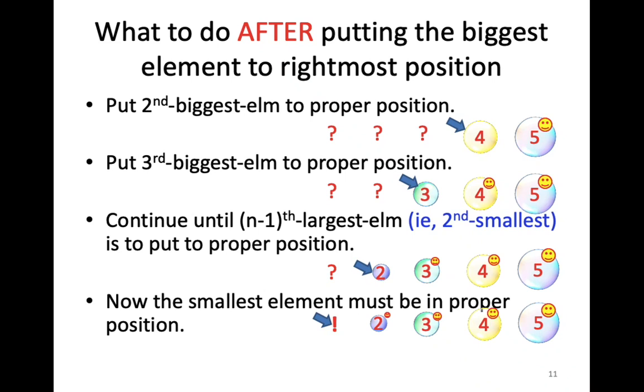For example, by some approach we will discuss soon, we put the second biggest element 4 to its proper position. After the first two biggest elements are put in proper positions, we put the third biggest element 3 to its proper position. Keep on going until we put the n-1 biggest element, that is, the second smallest element, 2 in this example, to its position. Now, the smallest element has no other place to go other than the first position in the array.